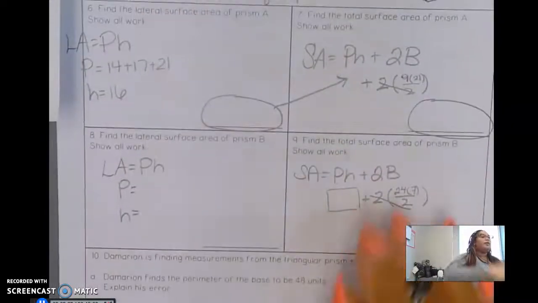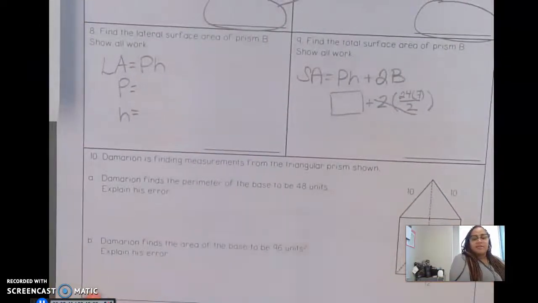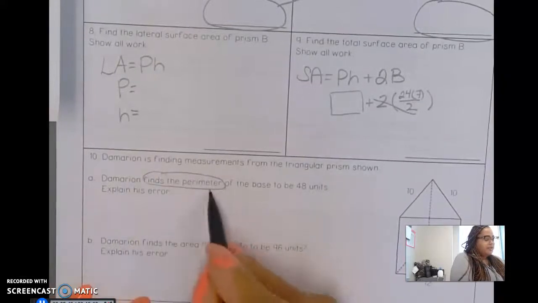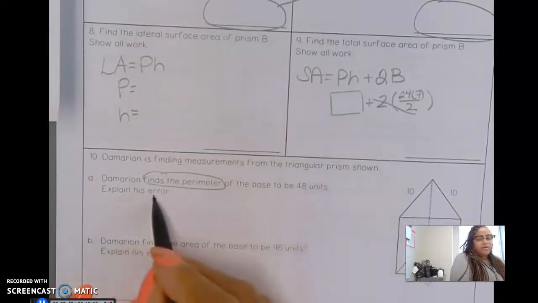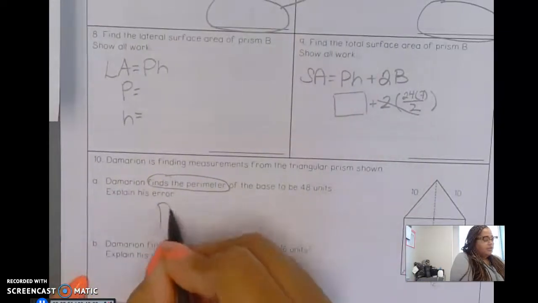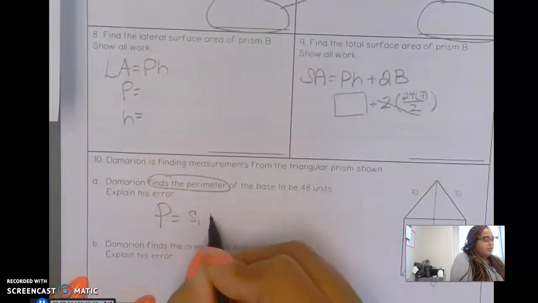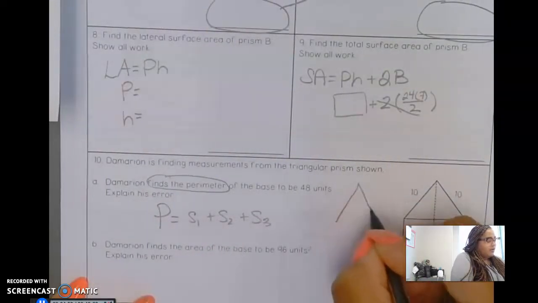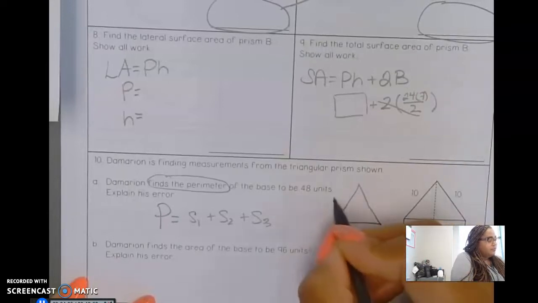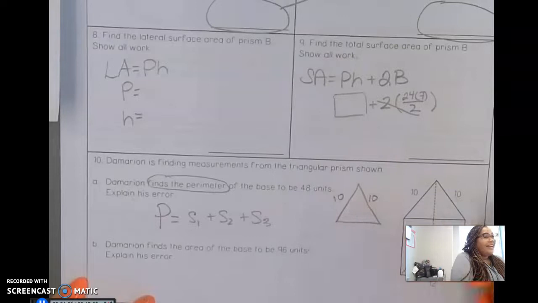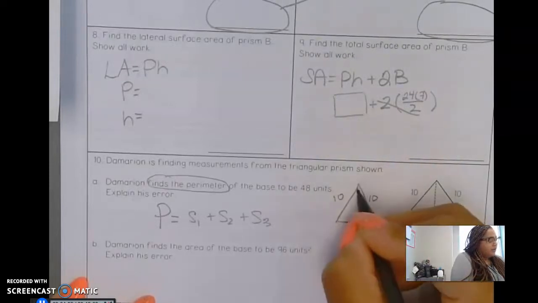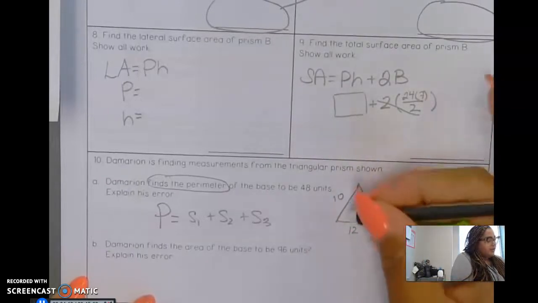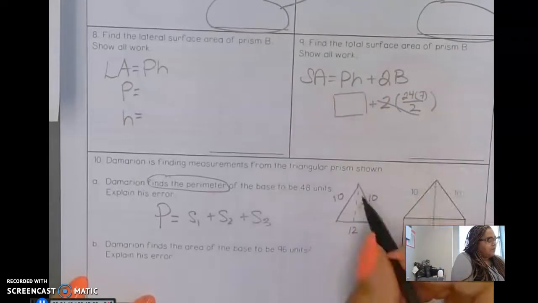All right. At the bottom, it says Demarion is finding measurements from the triangular prism shown. Just find the perimeter. Okay, he finds the perimeter, he gets 48. Obviously, it's wrong because it says explain the error. So, big P equals side 1 plus side 2 plus side 3. Draw your triangle. 12. This is 8. Let me make it more legible. 8.